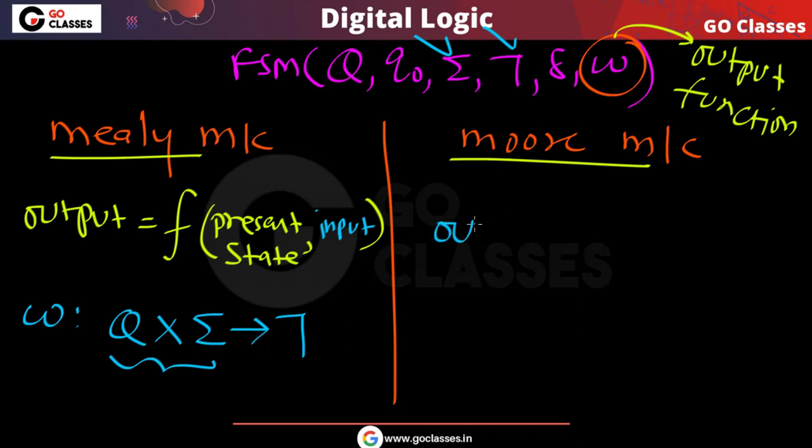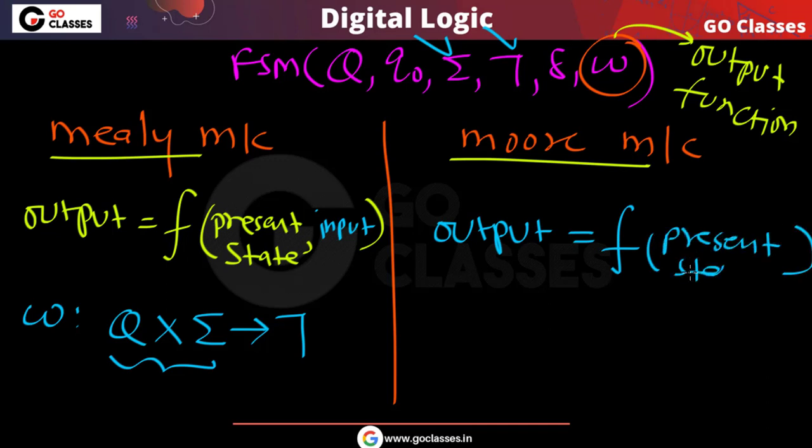In Moore machine, the output is a function of the present state. That's it, only the present state. So this is the only difference. There is no other difference. Remember, this is the only difference.